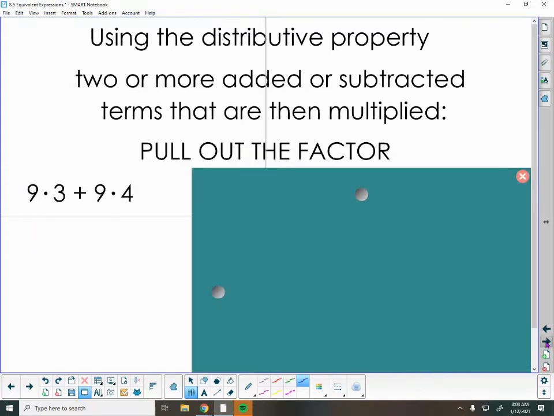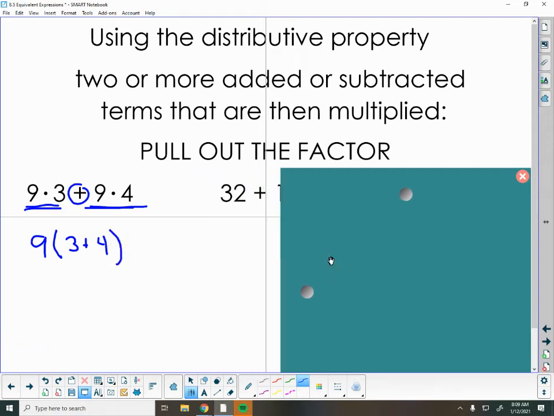So we're going to do some going backwards now, and we're going to pull out the factor that they have in common. So I can see I have things that are multiplied, and then they're added together. So I can pull out a factor. So what do these two parts, these two terms, right? Here's our addition sign. So here's a term, and here's a term. What do these two terms have in common? They both have a 9. So we pull the 9 out. So I'm left with 3 plus 4.